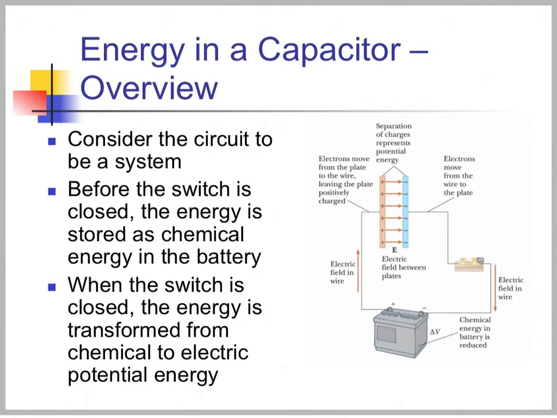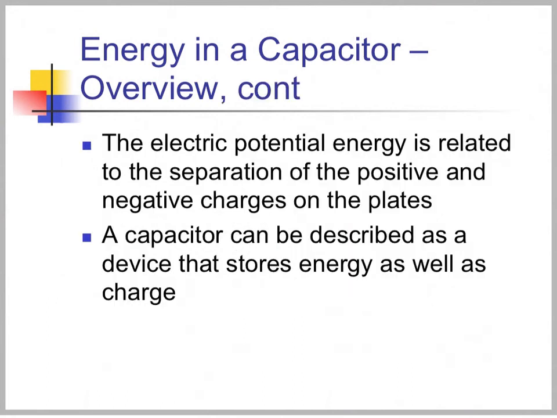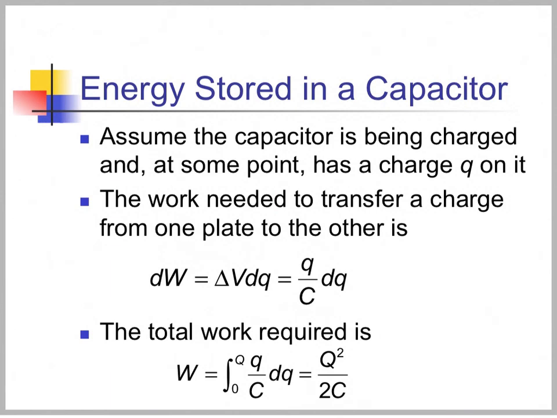Essentially, I get a positive charge that would form on this plate and a negative charge on this plate, and that causes a potential difference between the plates and an electric field being set up. The electric potential energy is related to the separation of the positive and negative charges on the plates. A capacitor can be described then as a device that stores energy. So, how much energy is stored in it?